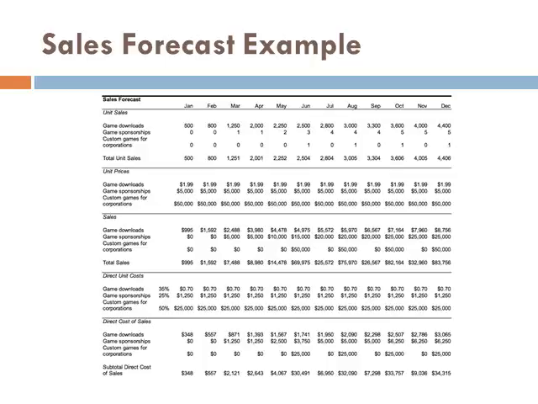This is an example of a sales forecast. So you can see that it is going for the first year. They started in January. This looks like it's an app of some kind. And they've said that they're going to have 500 downloads of the game in January, and that by the time they get to December, they'll have 4,400 downloads per month.